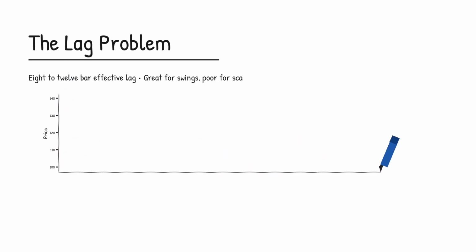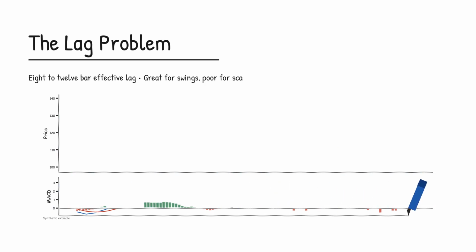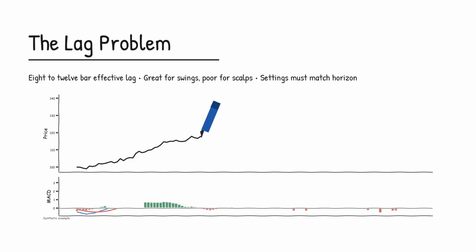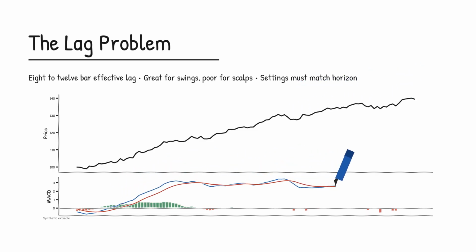Here is the uncomfortable truth. By the time MACD prints a clean cross, price has often already moved a meaningful percentage. With default 12, 26, 9 settings on a daily chart, the effective lag is roughly 8 to 12 bars. That is fine for swing traders riding multi-week trends. It is brutal for short-term scalping, where you will routinely buy the top of a swing and sell the bottom. Match your MACD settings and time frame to the move you are trying to capture.